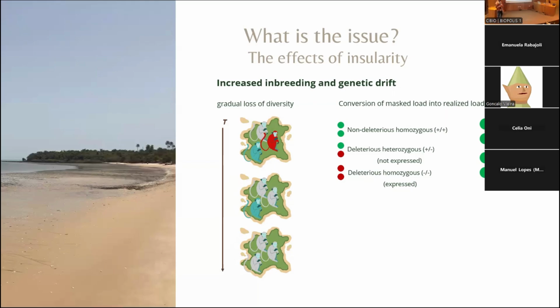What happens when we look into variation on protein coding genes? So we have the gradual loss of diversity, but we also know that genetic drift and inbreeding promote the conversion of non-deleterious mutations that were present in the heterozygous state into their homozygous state. And when they are present in the homozygous state, they are expressed. And when they're expressed, there's a decrease in individual fitness. And if this is widespread across the population, we would see a decrease in the population fitness.